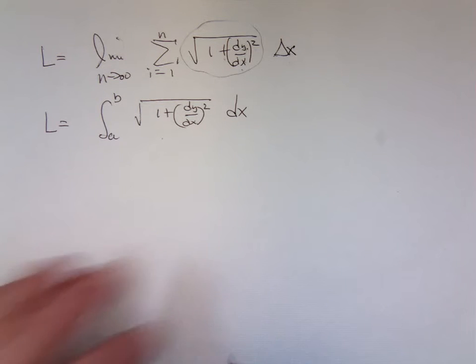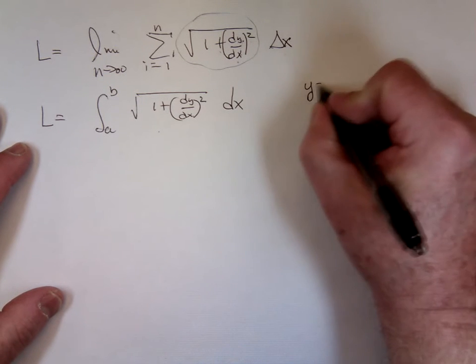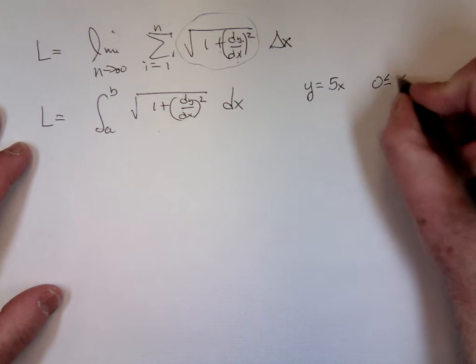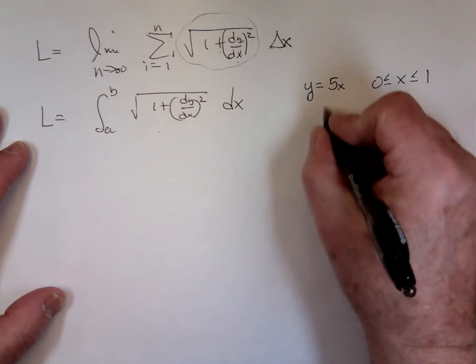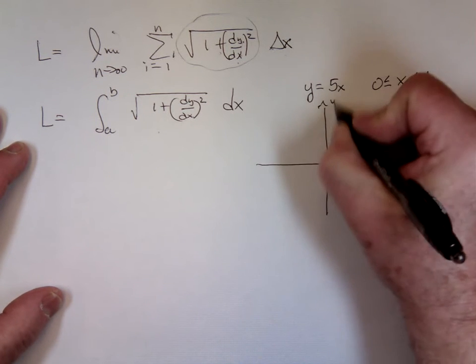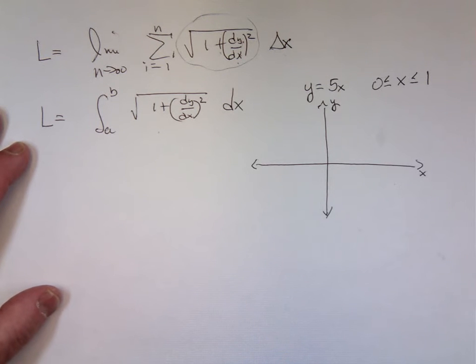Let's just do one where we can verify. Let's do y equals 5x. And let's have x go from 0 to 1. And let's verify this. And again, what I would do on the test is ask you to set up the integral that gives the arc length, rather than actually do the integral. y equals 5x is this.